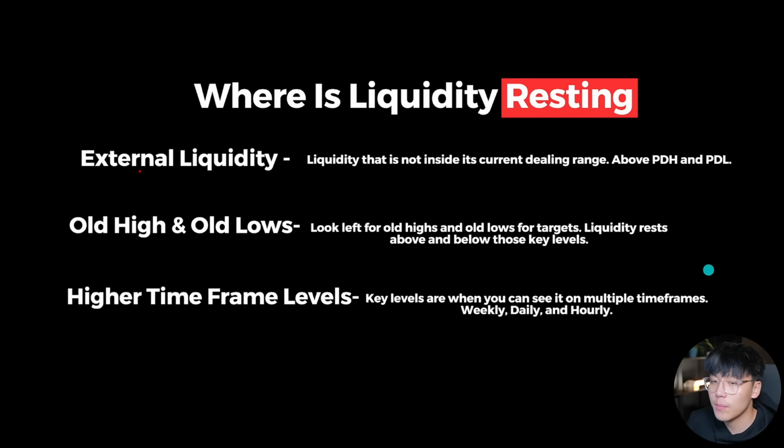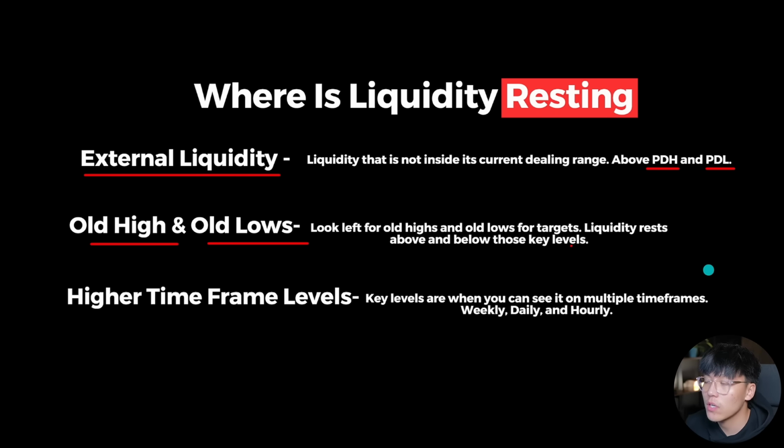So the first thing that we're going to be looking for is external liquidity. What I consider external liquidity is liquidity that's not inside its current dealing range. Most of the time when we're intraday traders, we're looking for previous day highs and previous day lows. So we're looking for liquidity resting above previous day highs and below previous day lows. These are key levels of liquidity. The next one is old highs and old lows. Look left for old highs and old lows for targets. Liquidity rests above and below those key levels.